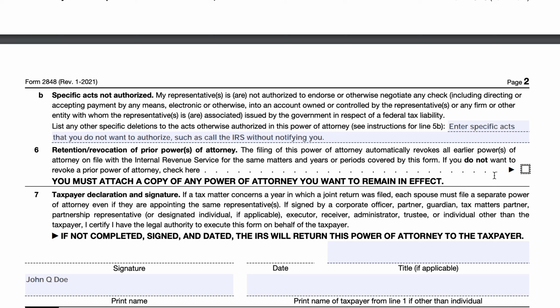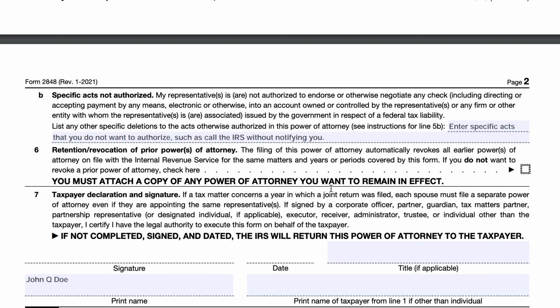So if you had someone like a CPA that was working with you on your taxes for your income tax return, and you decide that you're going to fire that person and hire a new person, and you go through this with them, if you don't check the box, then the IRS will automatically update their records so that the old CPA does not have access to your tax information anymore, but your new CPA does, which is the default because that's generally how most people do this.